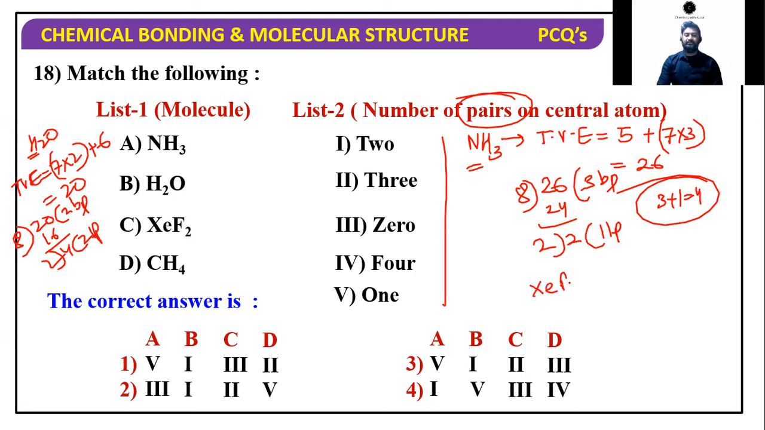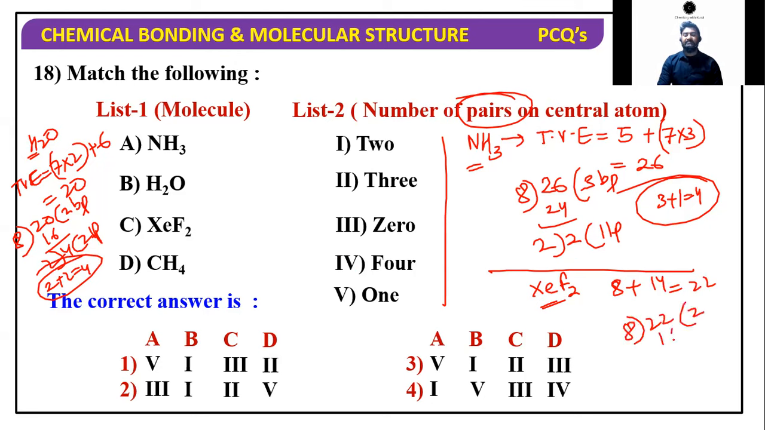XeF2. You can use the shortcut again. We'll see the options later on. XeF2. Then 8 because of xenon, 7 into 2, 14. So this is 22. 22 divided by 8 will give you 2, 16, 6, 2, 3. So 2 bond pairs, 3 lone pairs. The summation is 5. Very good.